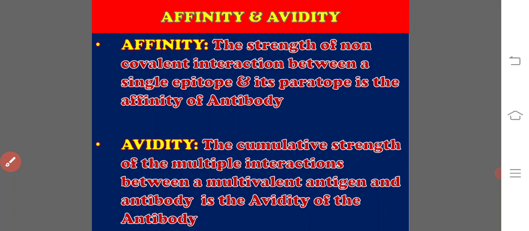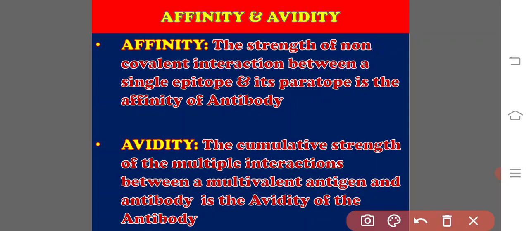Let us see the definitions of affinity and avidity. Affinity is the strength of non-covalent interactions between a single epitope and its paratope. Epitope is a part of antigen, whereas a paratope is the complementary part which binds to the epitope. It is a part of the antibody. So it is known as the affinity of the antibody. The strength of non-covalent interaction between a single epitope and its paratope is the affinity of an antibody.